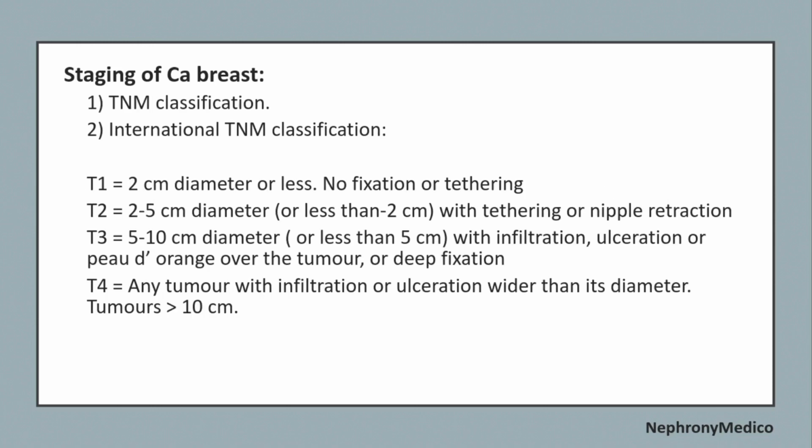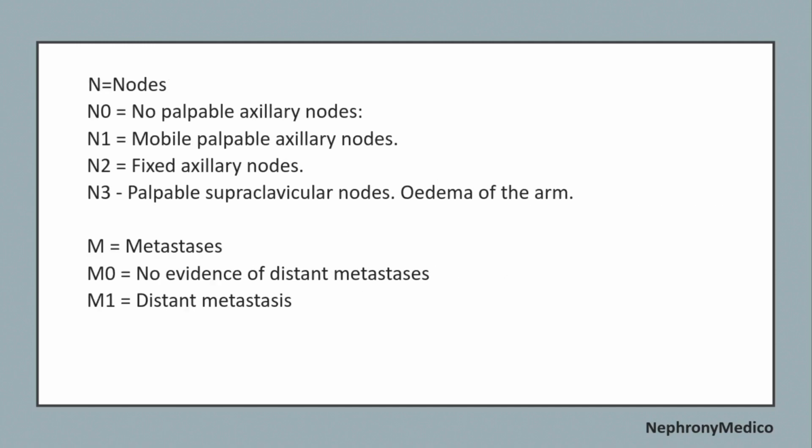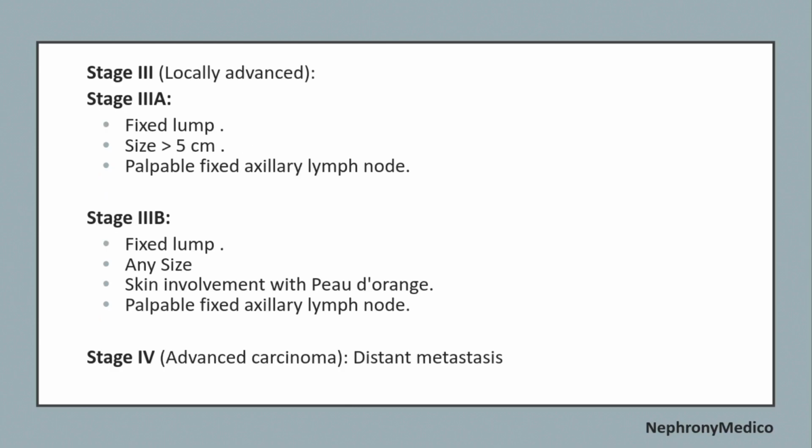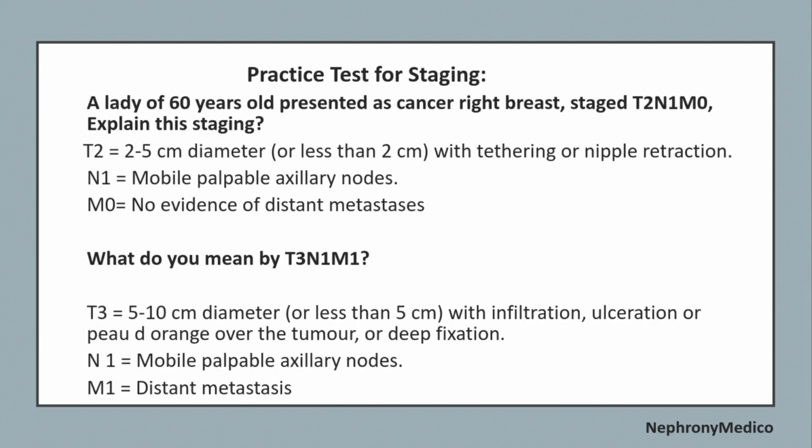Now, staging of carcinoma of the breast is either by TNM classification or international TNM classification. N is for node, M for metastasis. Now, Manchester classification. Stage 1, there is organ confinement. In stage 2, there is loco-regional confinement. In stage 3, there is locally advanced tumor. In stage 4, there is advanced carcinoma with distant metastasis.